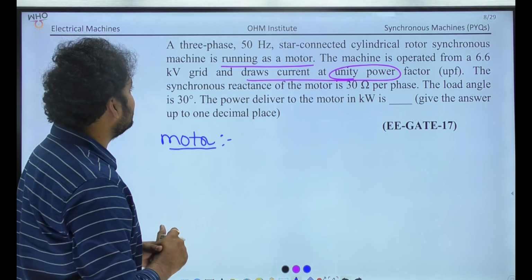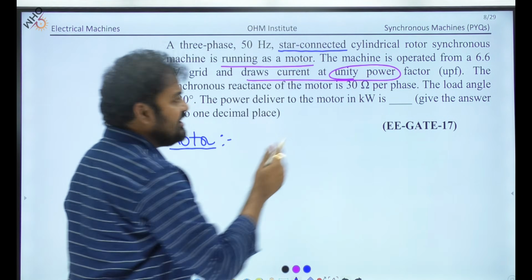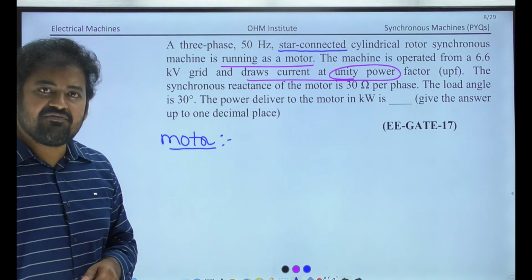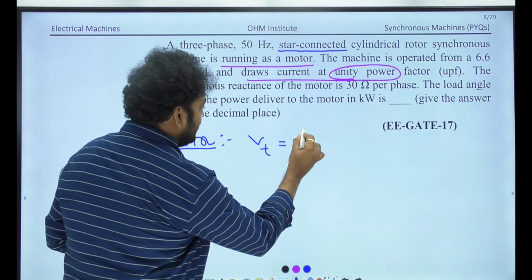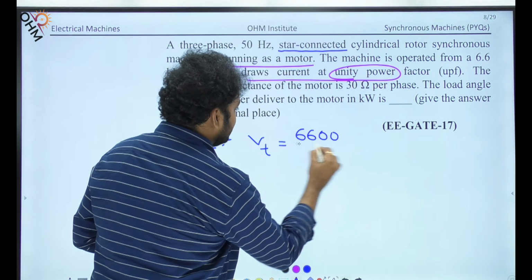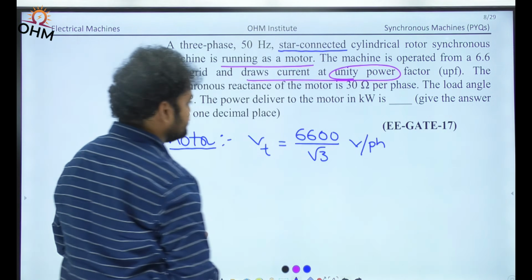What is the supply voltage of the machine? 6.6 kV grid. Okay. And it is a star connected machine, guys. By default, given voltage is always line value. Then what will be the phase value? So the phase value is equal to 6600 divided by √3. This is the phase voltage.